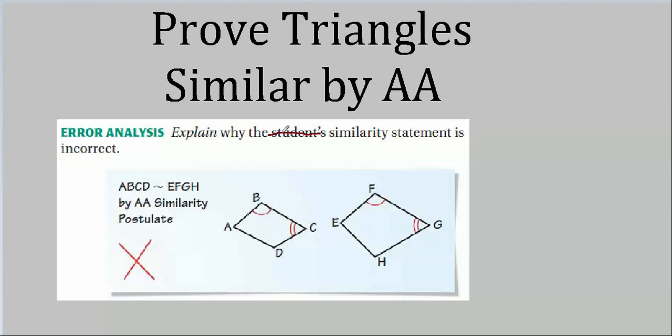So, we have this postal employee who got this all wrong. He figures that by the AA similarity postulate, these two polygons are similar. Well, this postulate applies to triangles, and these are not triangles. In fact, these are called quadrilaterals, and they may or may not be similar, but you can't prove it by only having two angles. The big problem here is that he tried to apply a triangle postulate to a quadrilateral. You can't do that.